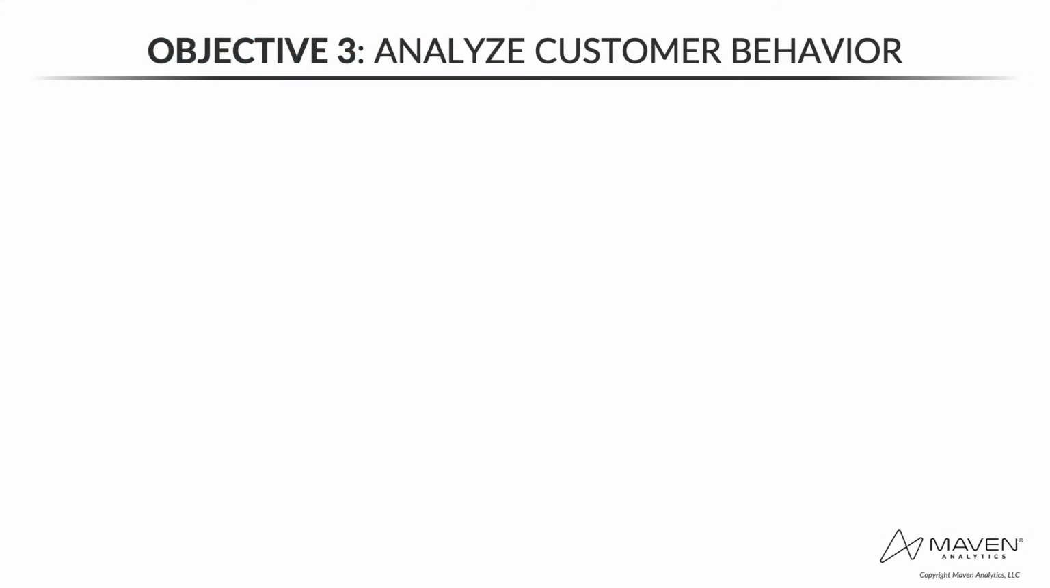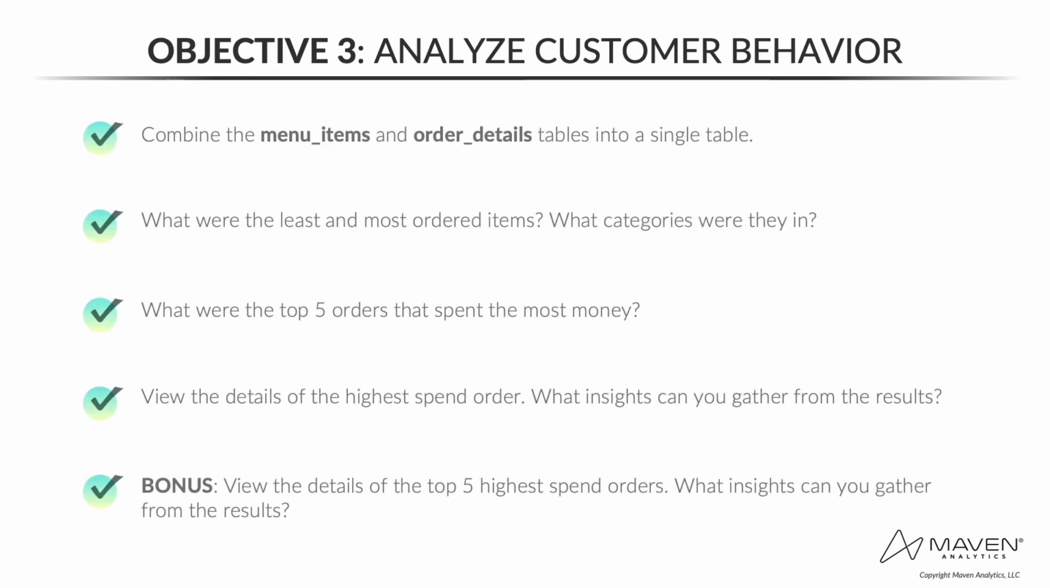The third objective is to analyze customer behavior. To do this, we're going to combine the menu items and the order details tables into a single table. From there, you can figure out what the least and most ordered items were, as well as what categories they were in, and then look into the top 5 orders that spent the most money. Finally, you're going to want to view the details of the highest spent order and gather any insights from that. And as a bonus, try viewing the details of the top 5 highest spent orders. And again, gather any insights from that.